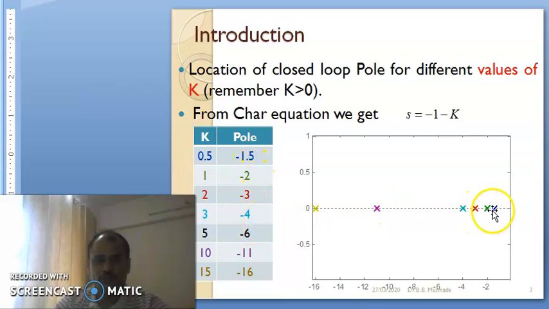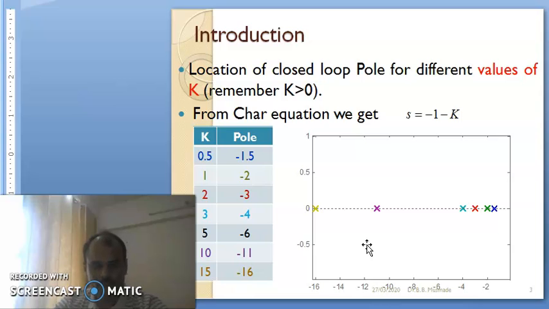So the pole location gets shifted. For K equals 0.5, it is at s equals minus 1.5, likewise minus 2, minus 3, and for K equals 15, it is at s equals minus 16. When you imagine K at its maximum value, the pole location again varies, and it goes towards the negative real axis, on the left hand side.